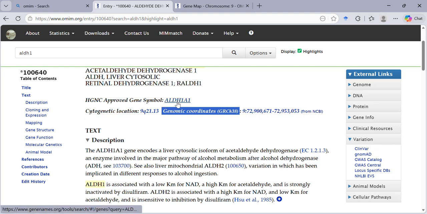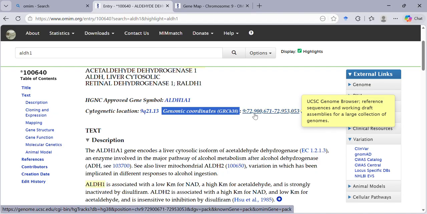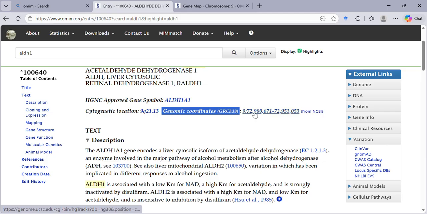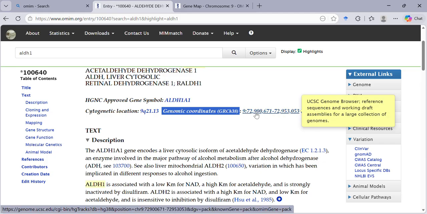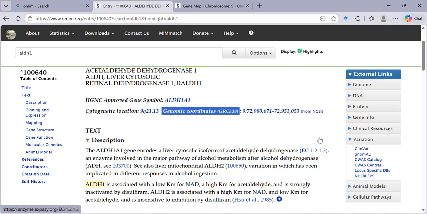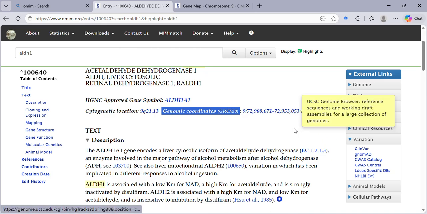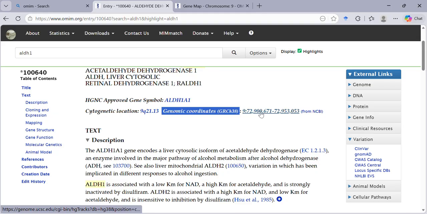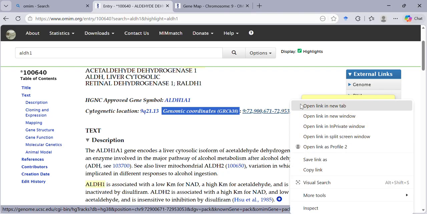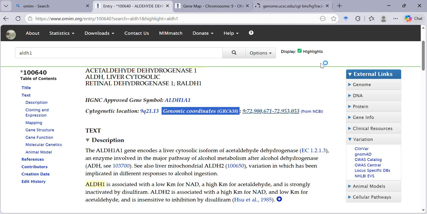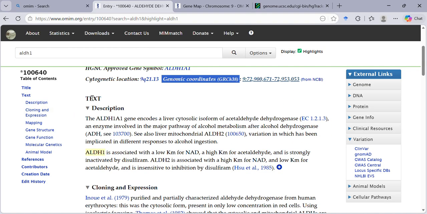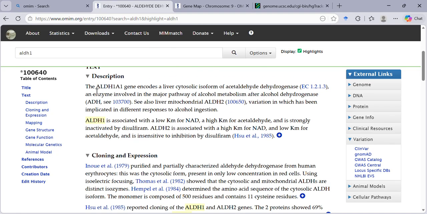Okay, for your gene, its location is on chromosome number 9, position number 72,000. It means 72 mega base pair, from position number 6712053. Okay, this is the exact location of your gene. If you click this, it will open the NCBI. Then comes the text, that is, the description of this gene.